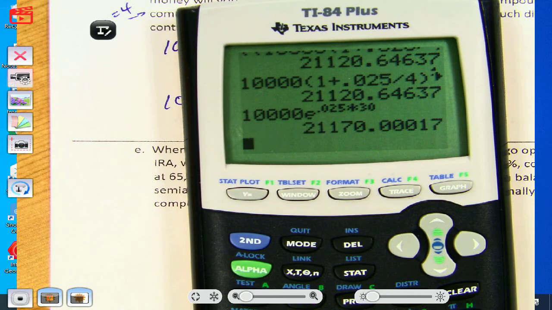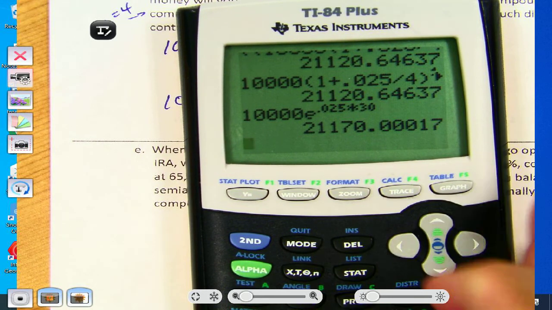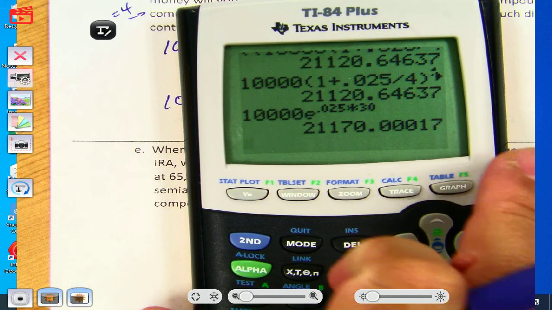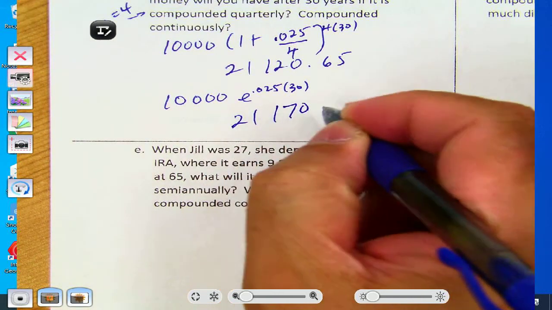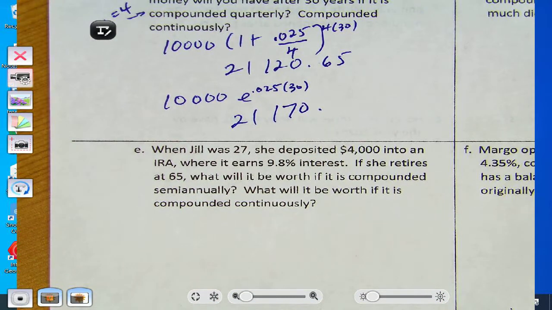You get $50 more. So it's $21,170. Is it always $50 more? No. It's always more, but not that much more. We have to have both of these answers. They had 2 questions, so I have 2 answers.